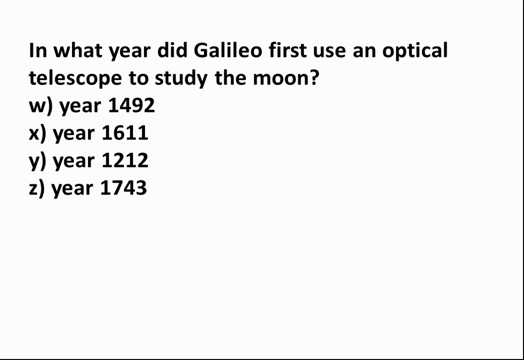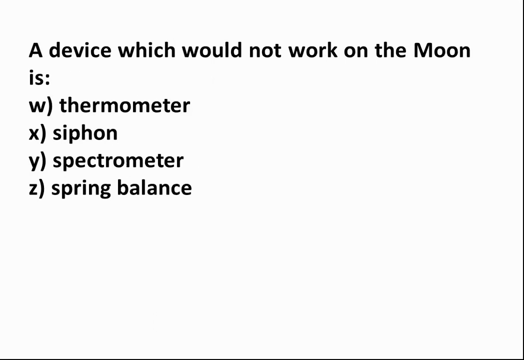In what year did Galileo first use an optical telescope to study the Moon? W, year 1492. X, year 1611. Y, year 1212. Z, year 1743. Answer, X, year 1611.